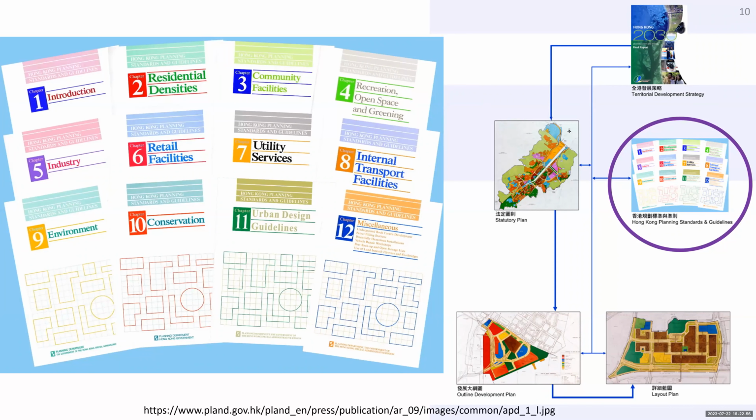So the Hong Kong Planning Standards and Guidelines has 12 chapters, and they are very important according to the government. As you can see in this hierarchy, it's very useful for the territorial development strategy, for the statutory plans, and also for the local plans. So you can see that it covers many aspects.